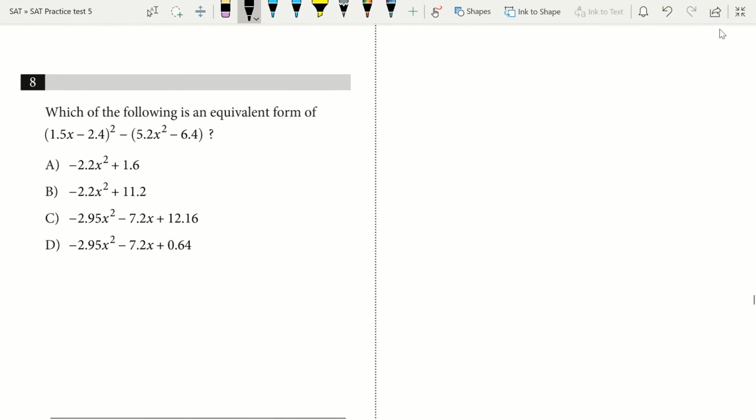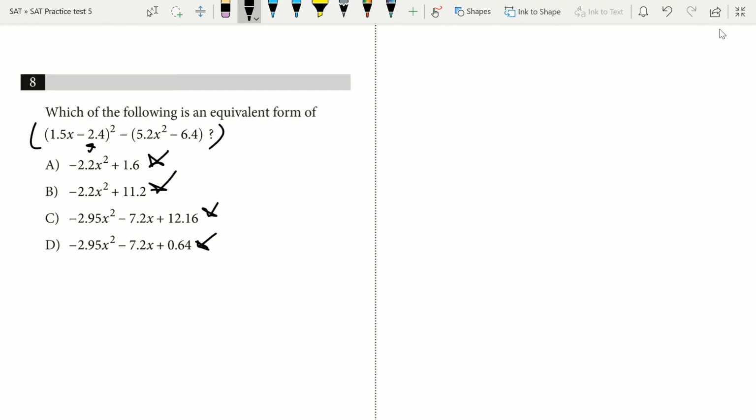Question 8, which of the following is an equivalent form of this equation here? Well, I'm looking at my answer choices, and what I notice off the bat, I'm looking for any part of our answer choices that are different in each answer choice, and I see my n term is different in each one. So I'm just going to solve for that n term, and that'll give me my answer.